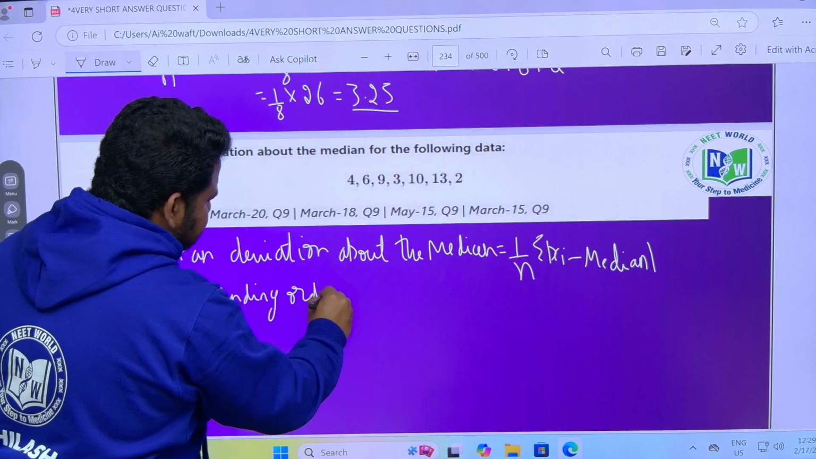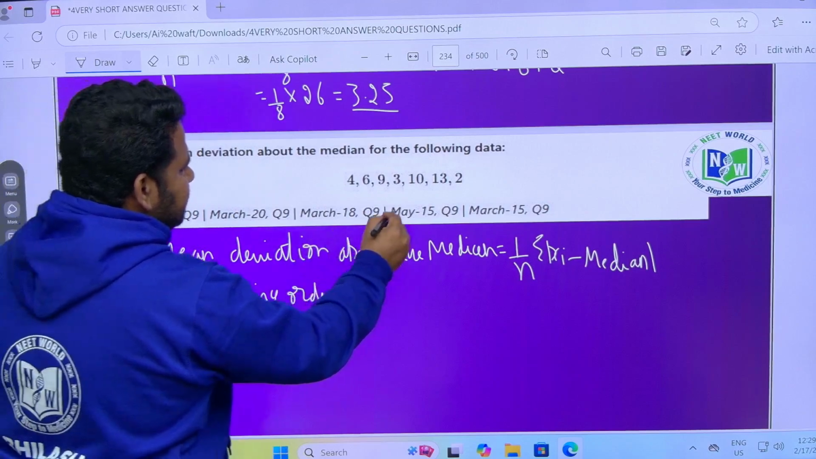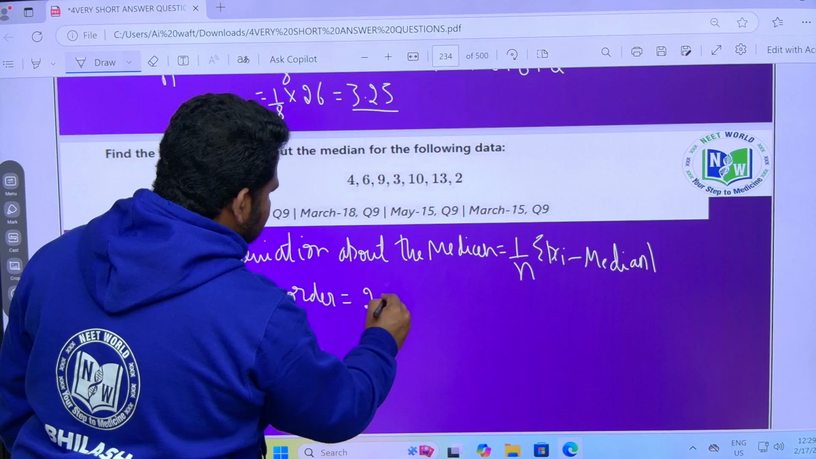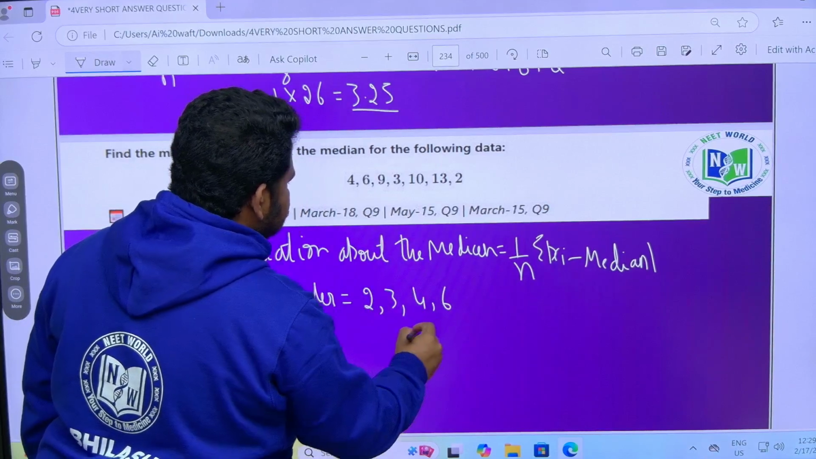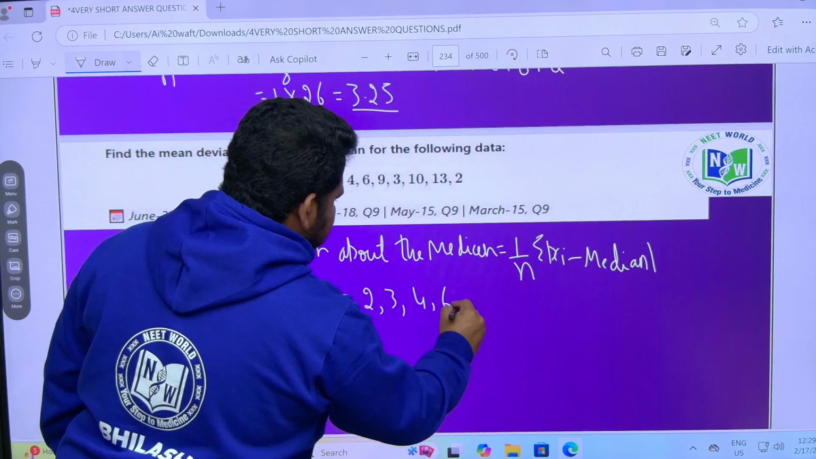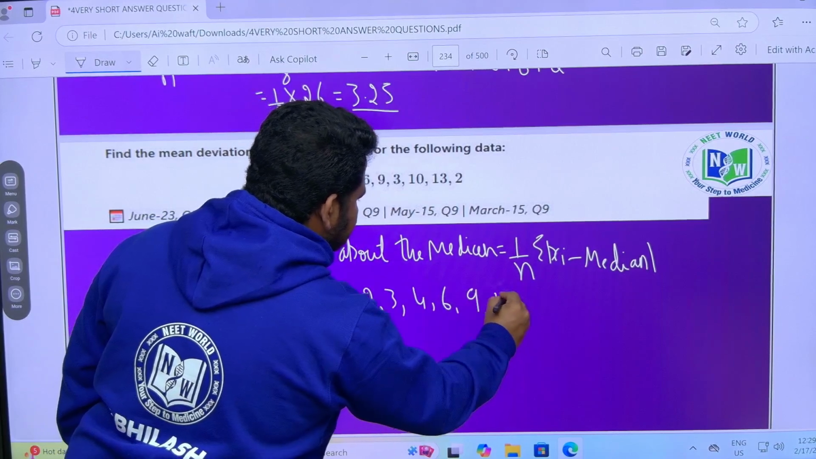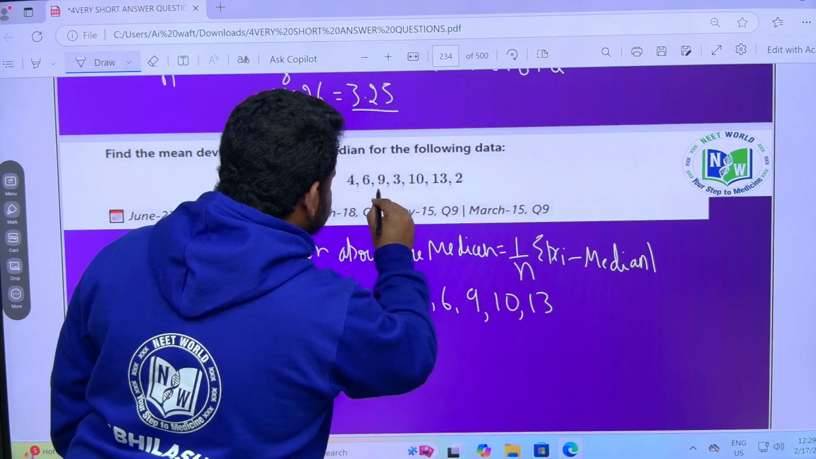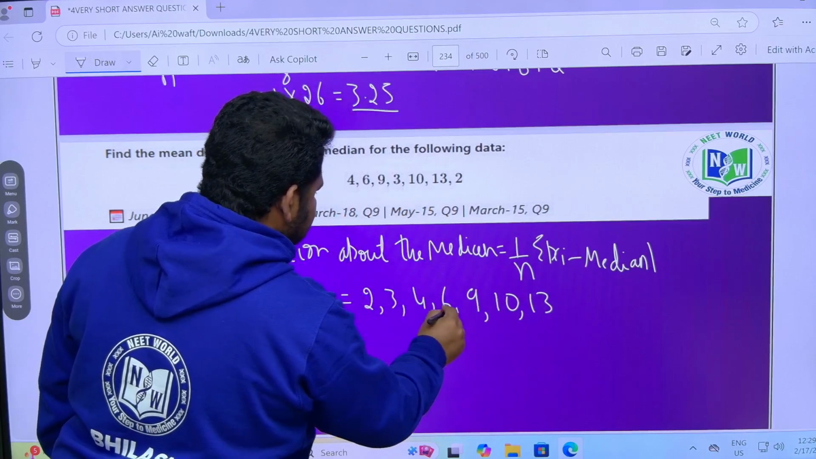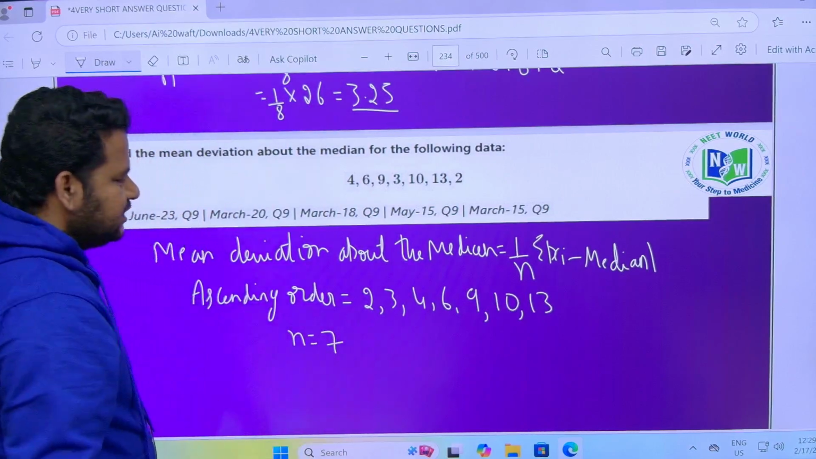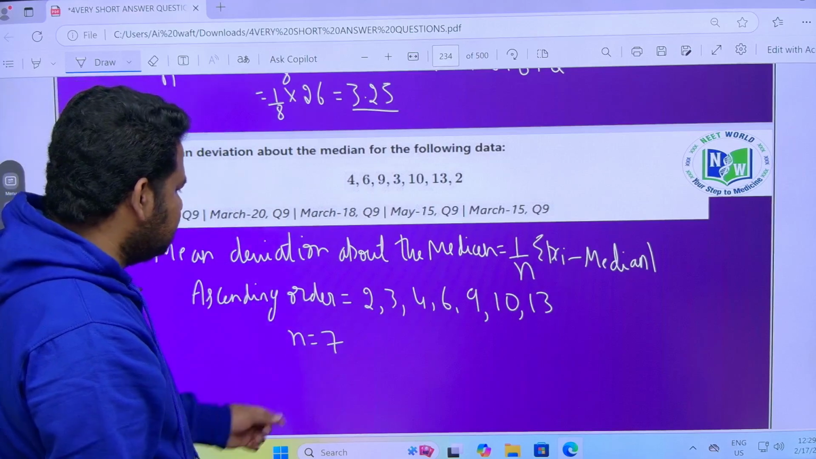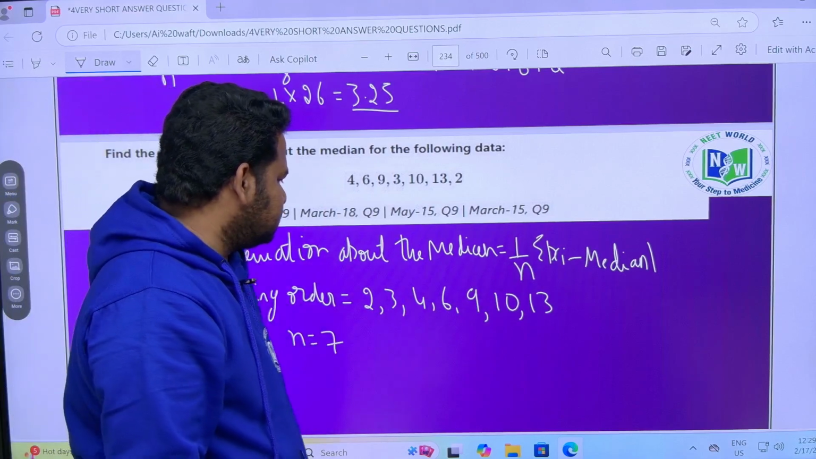Because it becomes easy for us to find the median. Ascending order means 2 comes first: 2, 3, 4, 6, then 9, 10, 13. How many observations? 1, 2, 3, 4, 5, 6, 7. So here n is equal to 7. What about the median? Here n is odd.